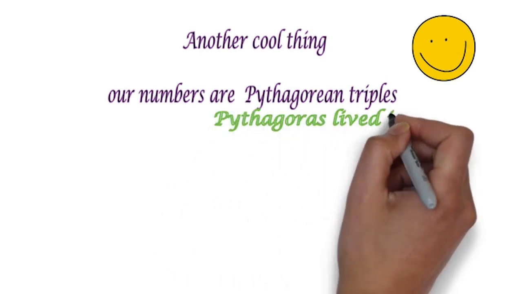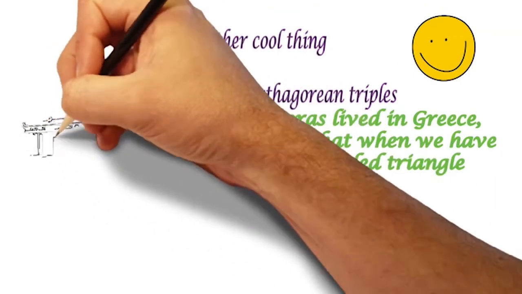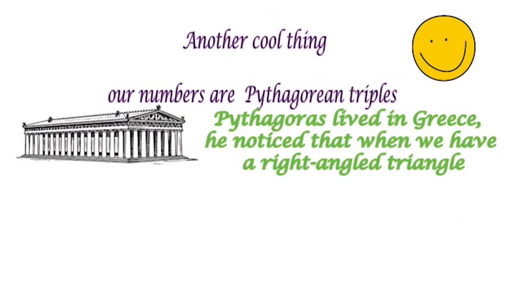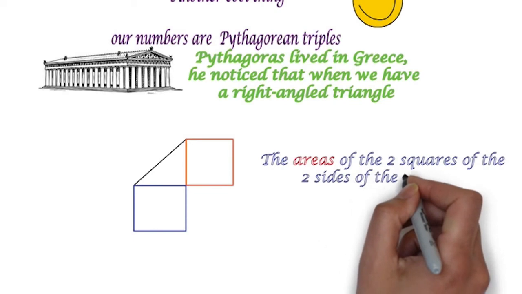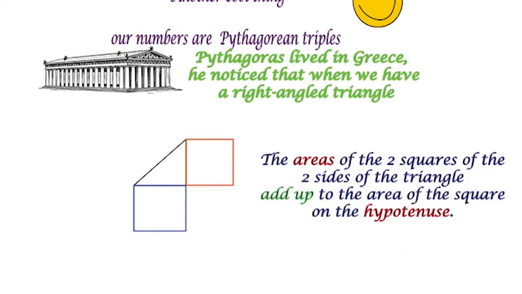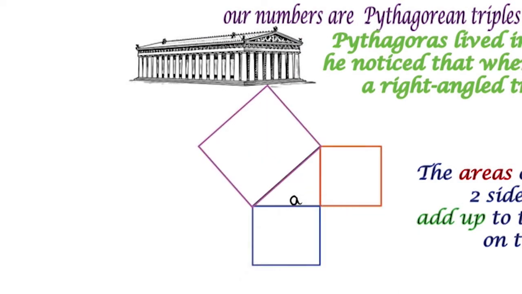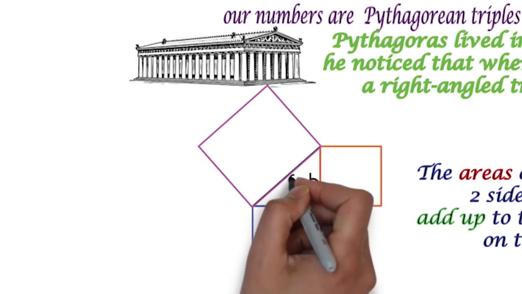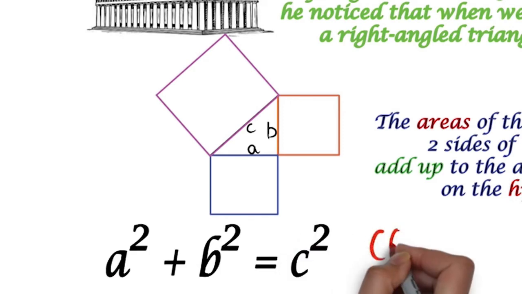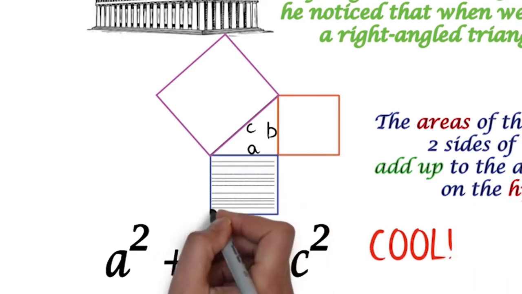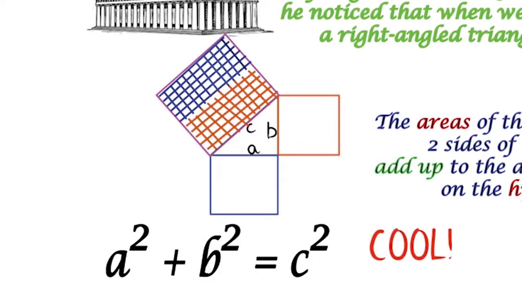Pythagoras lived in Greece, and he noticed something really amazing, that when we have a right-angled triangle, here's a picture from Greece, the areas of the two squares on the two sides of the triangle add up to the area of the square on the hypotenuse. Always with any right-angled triangle. Pythagoras' theorem is often expressed as a squared plus b squared equals c squared. And here you can see how that works. The squares on the two sides of the triangle make the same area as the square on the hypotenuse.